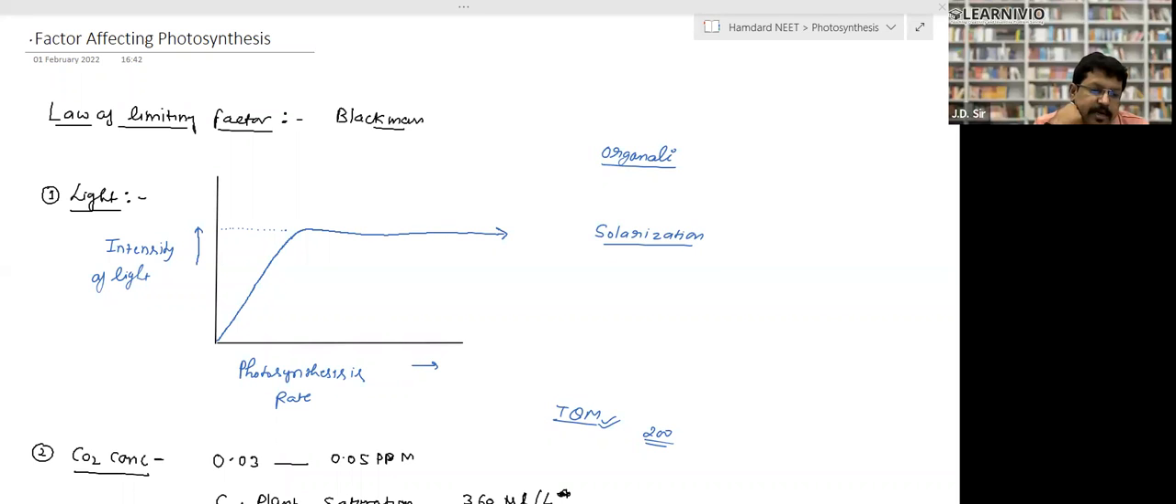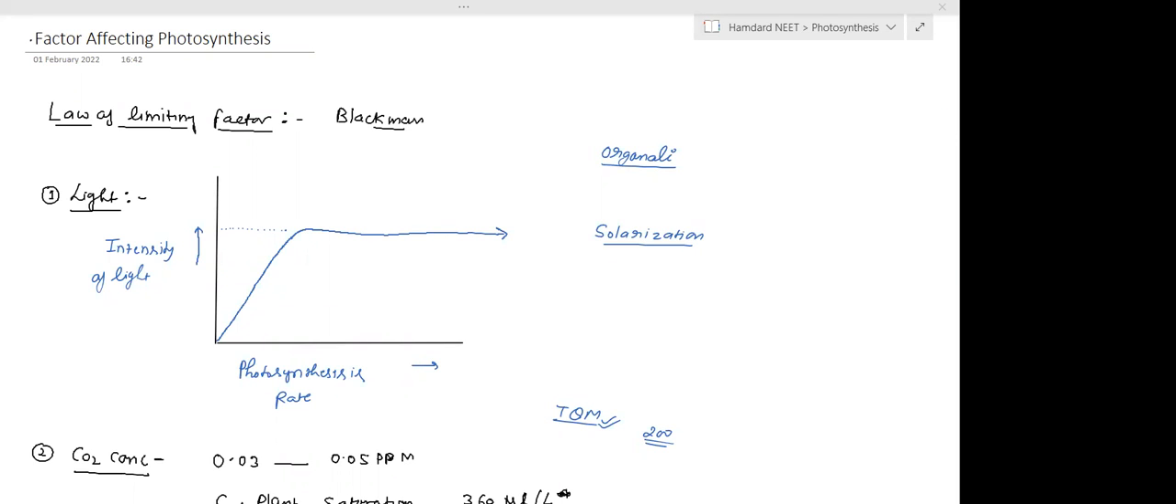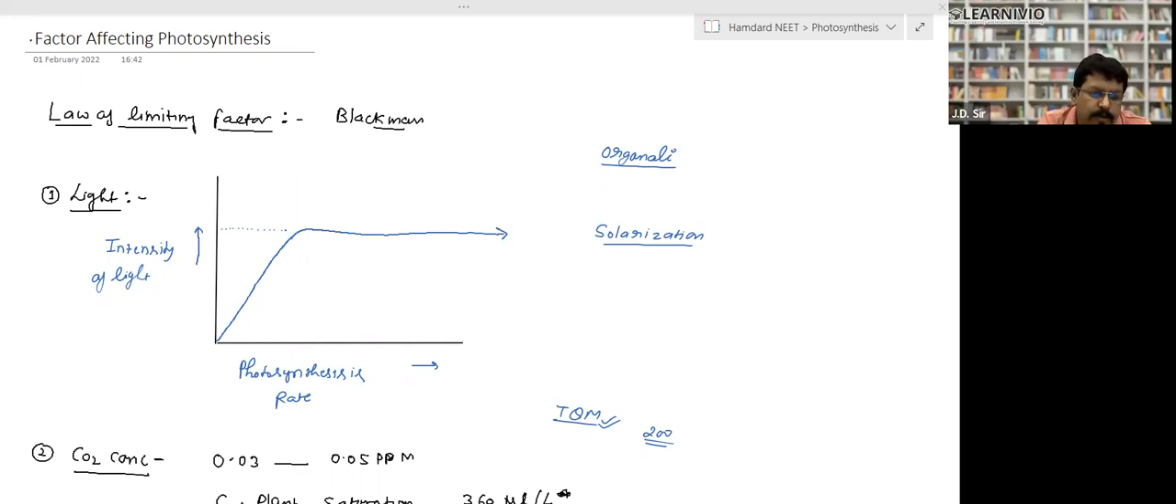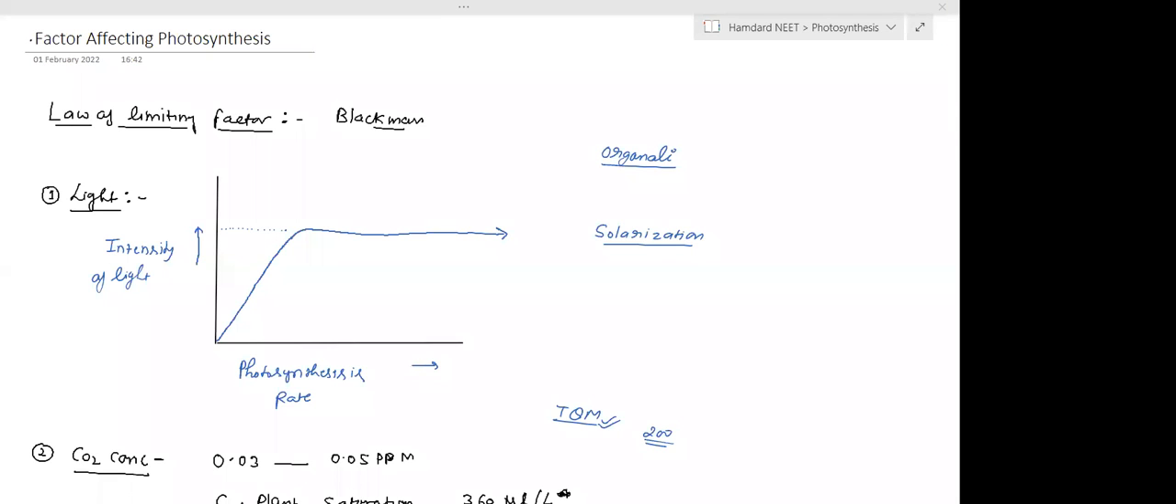You can see in this diagram, it's given over here, light wavelength from 400. Okay, so this has been talked about in our previous classes. But then there's this RF value.